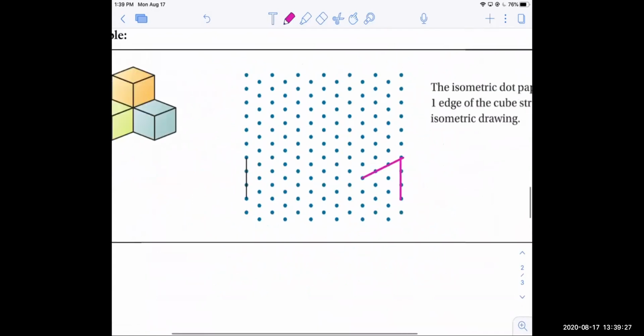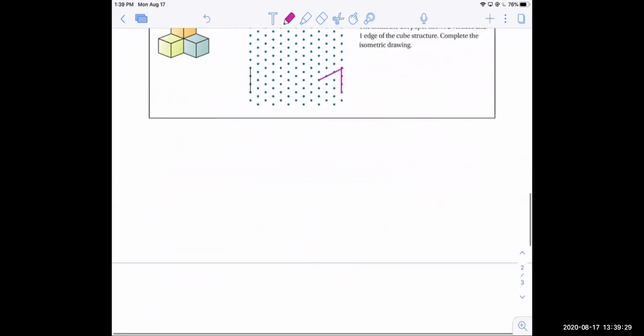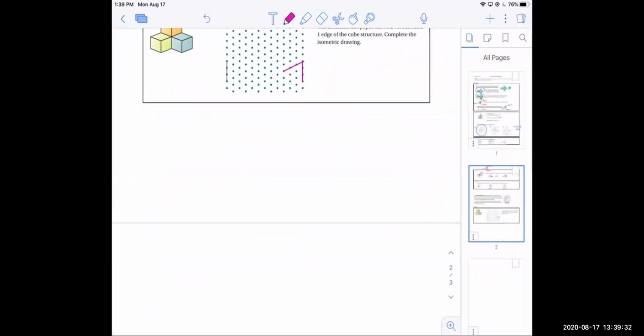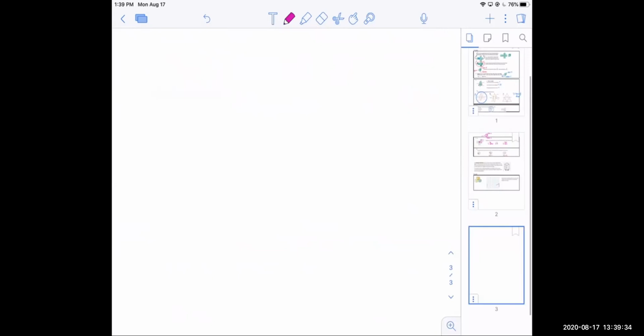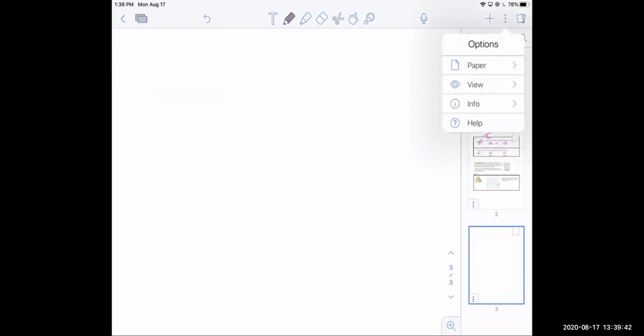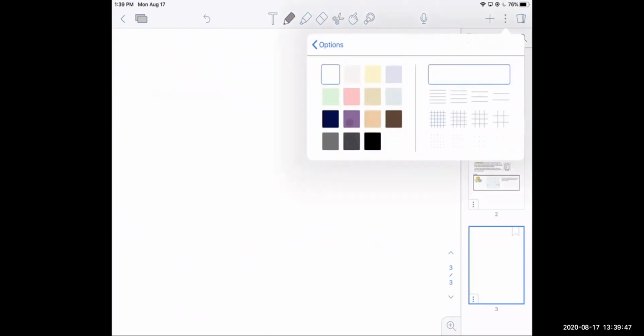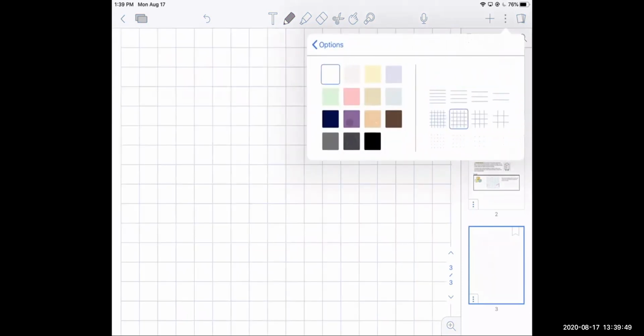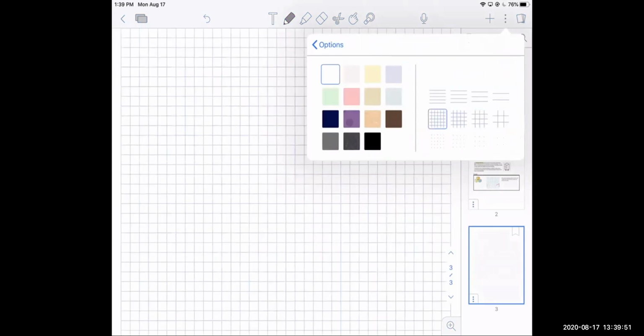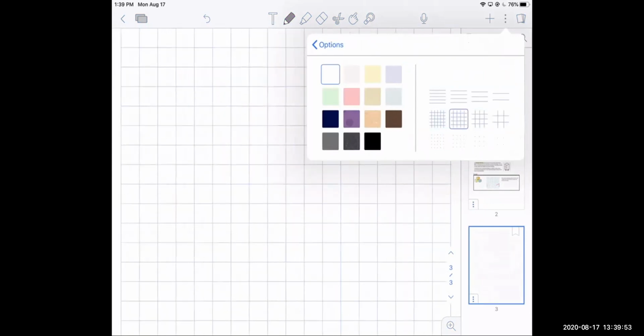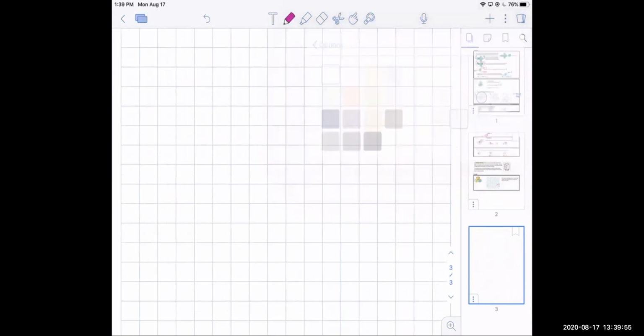Now on normal graph paper, I am going to go over here and add a page of graph paper. Does anybody know how to add graph paper? Scott? Okay, so whatever size you want, you can put in graph paper there. And so I added that on a new page.